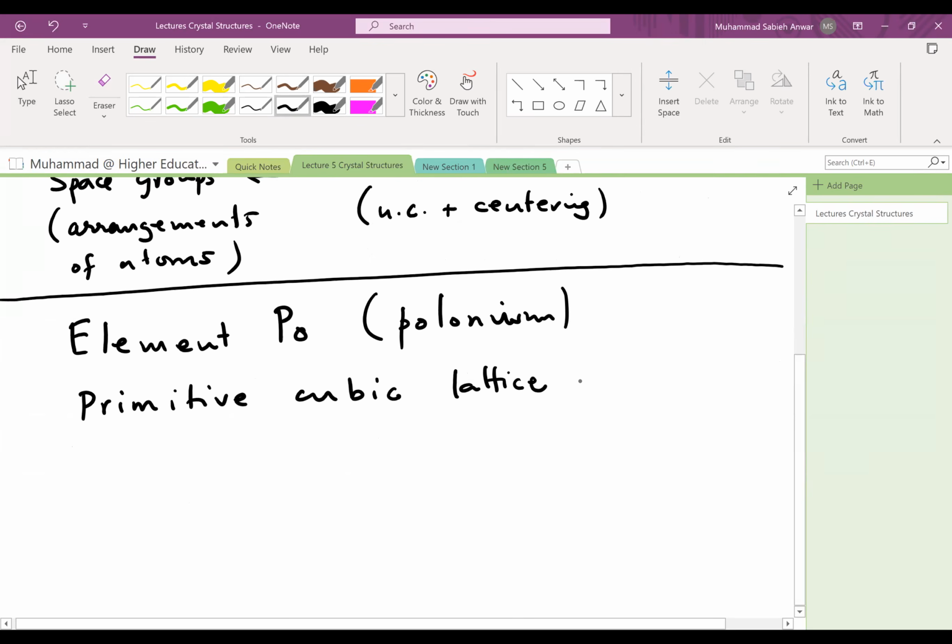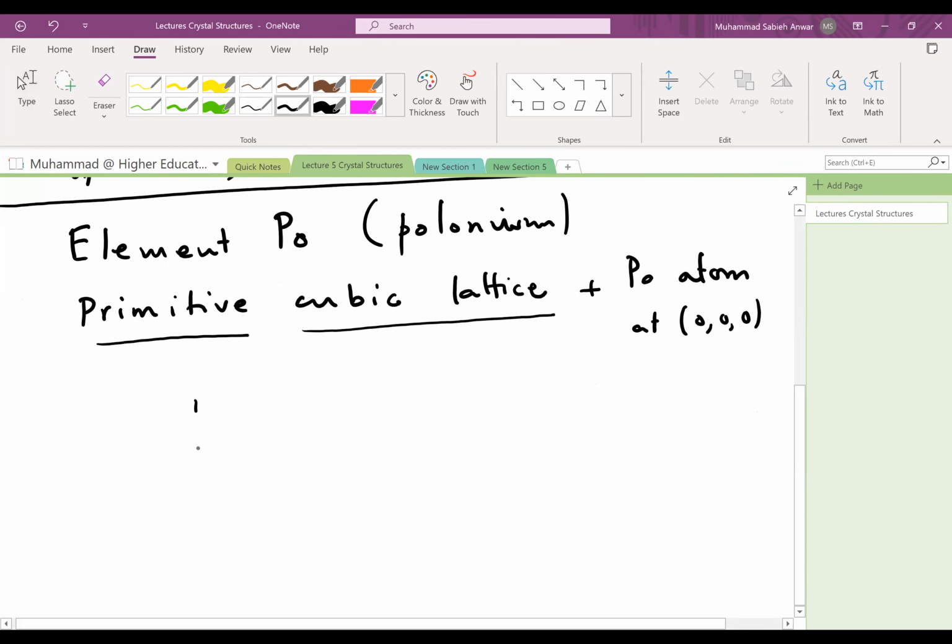So, in order to define a crystal structure, there are different ways to look at it. The simplest is to define your lattice type, one of the 14 Bravais lattices, primitive cubic lattice, and define the motif or the basis. And the basis here is a polonium atom at 0, 0, 0. Now, what does this mean?